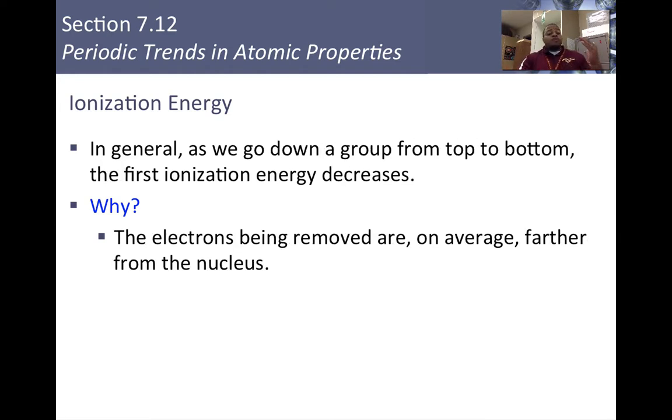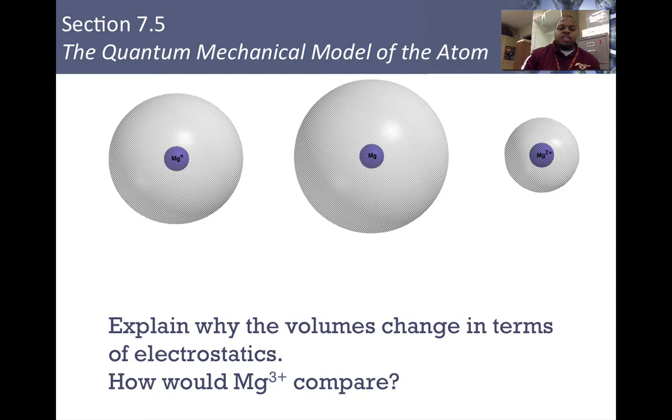Now, as we go from top to bottom, we notice that it decreases. Well, why? The electrons being removed are on average farther from the nucleus. Each row that we go down, each period, it's further and further away. Our radius gets larger, so the further it is from the nucleus, the easier it is to just pull it right off.